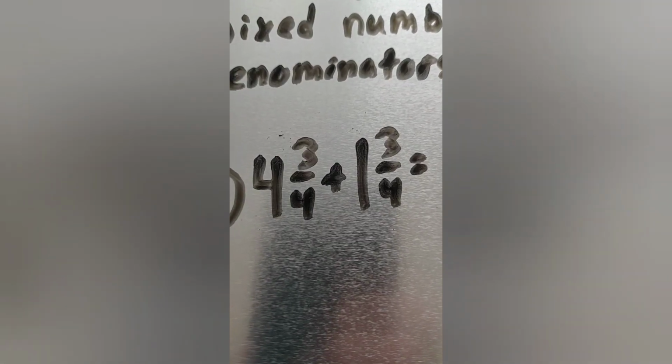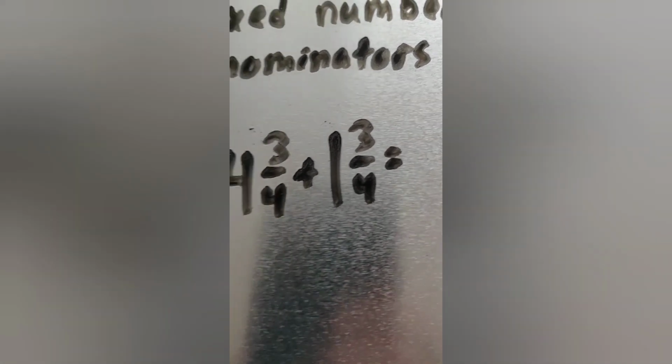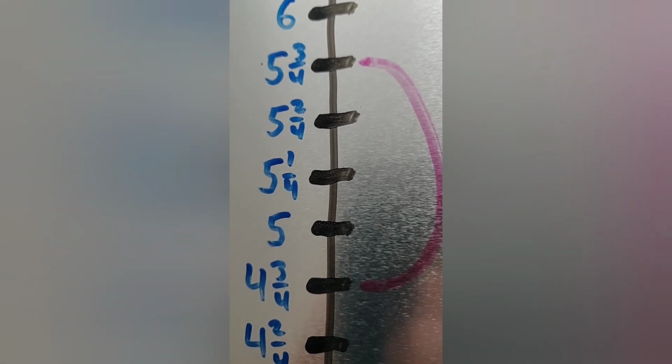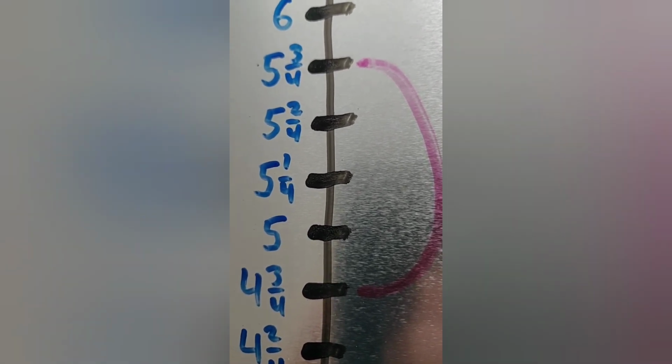So we're going to start at 4 and 3/4, and then I see that we're going to have to add 1 whole and 3 more fourths. So 1 whole and then 3 fractional parts. So I'll go ahead and start at 4 and 3/4 and make that jump of 1 whole to start with. And jumping 1 whole from 4 and 3/4 takes us to 5 and 3/4.